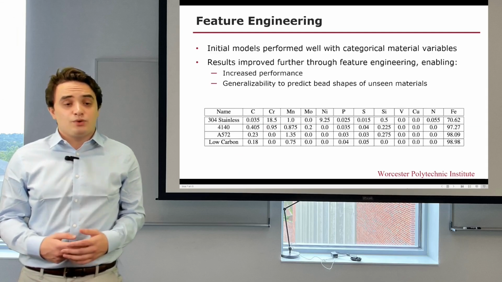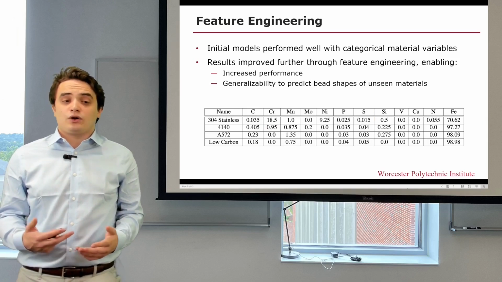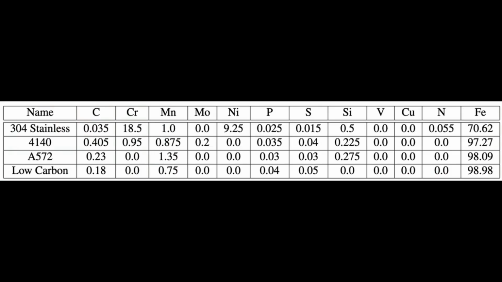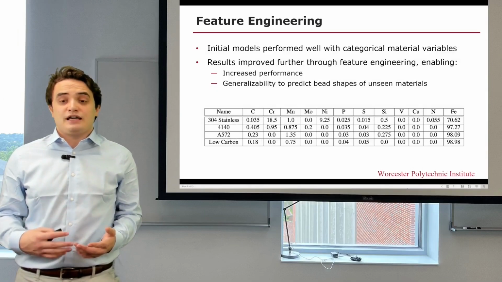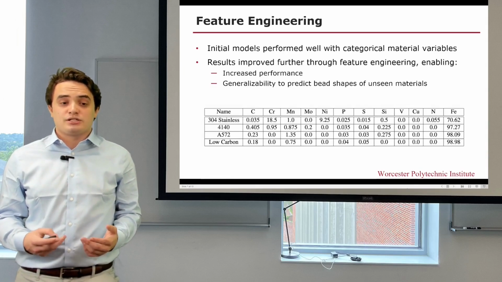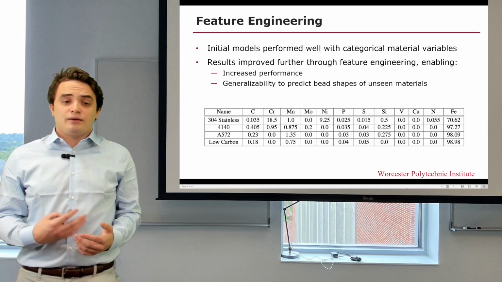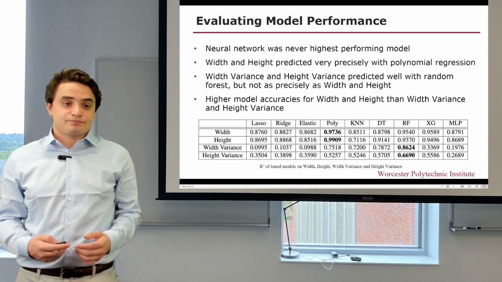One of the things that we did to improve performance was feature engineering, in which we'd replace single categorical variables, such as a substrate name, with multiple continuous variables, considering the chemical properties of each of the elements in each of these materials. As a result of this, we were able to increase performance by giving more information to the model and improve generalizability by enabling the model to predict on materials that it hasn't seen before.